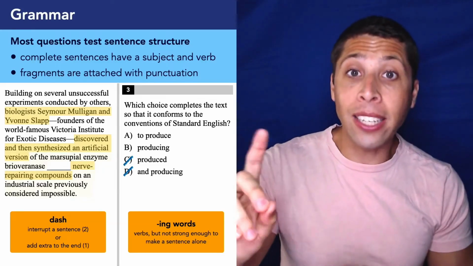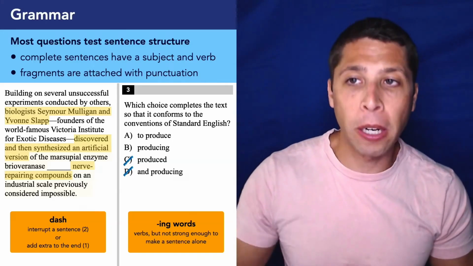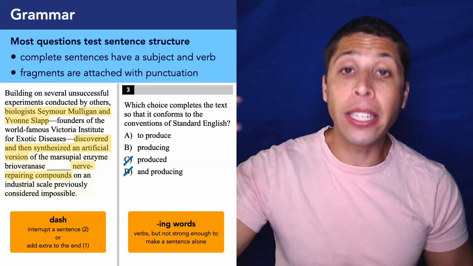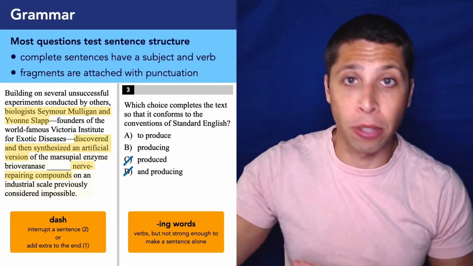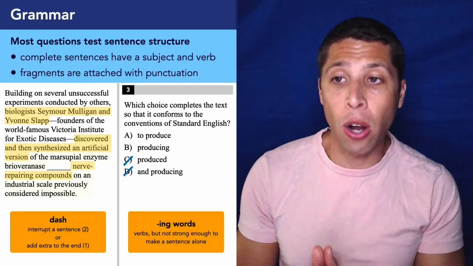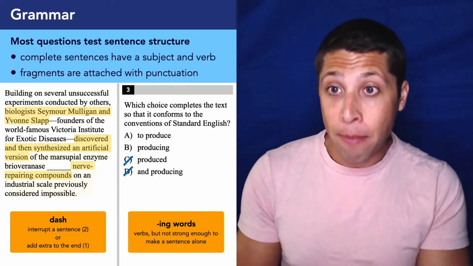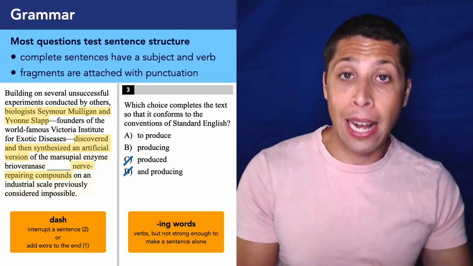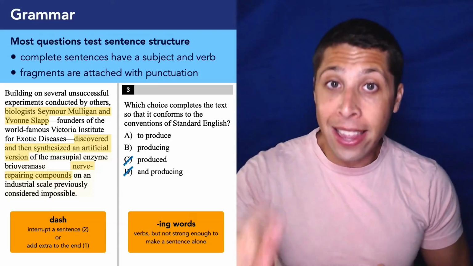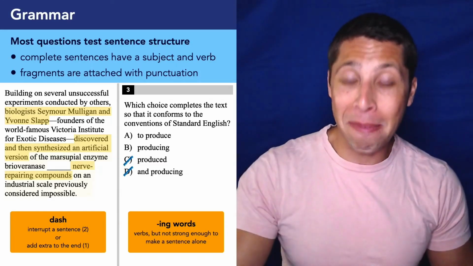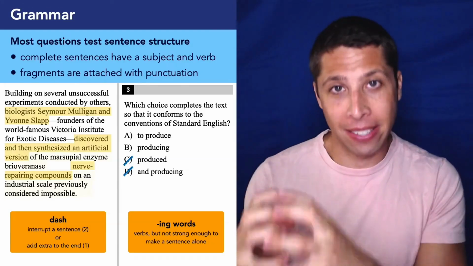So we can see the -ing at work at the beginning of this sentence, right? Building on several unsuccessful experiments conducted by others. That's a very classic way of using -ing words to lead into something else or provide extra information without being a sentence on its own. And that's what would happen if we chose choice B. Producing nerve-repairing compounds would be this kind of extra clause. But in order to say that, we would need a comma before producing to attach it to the main sentence.